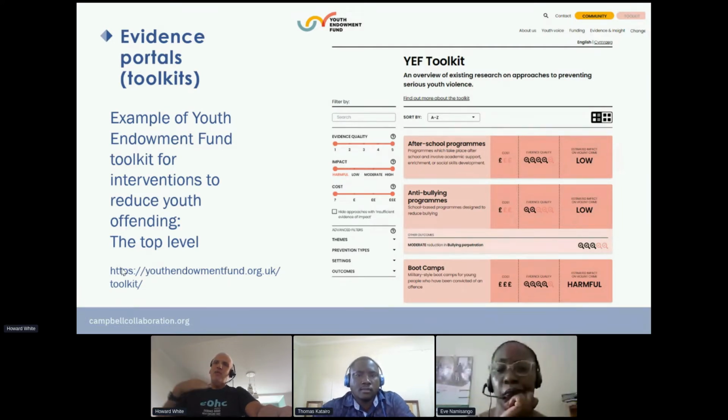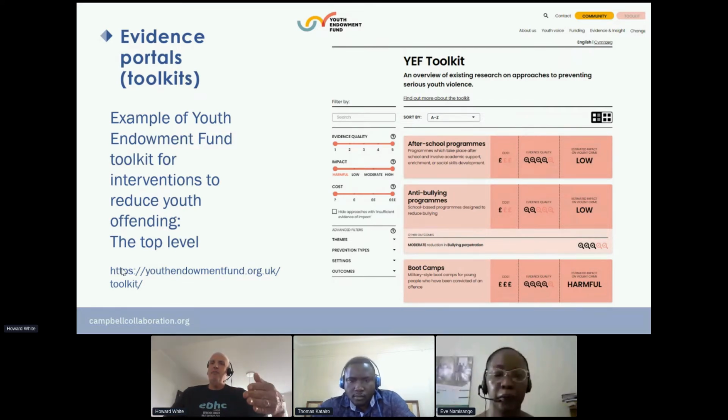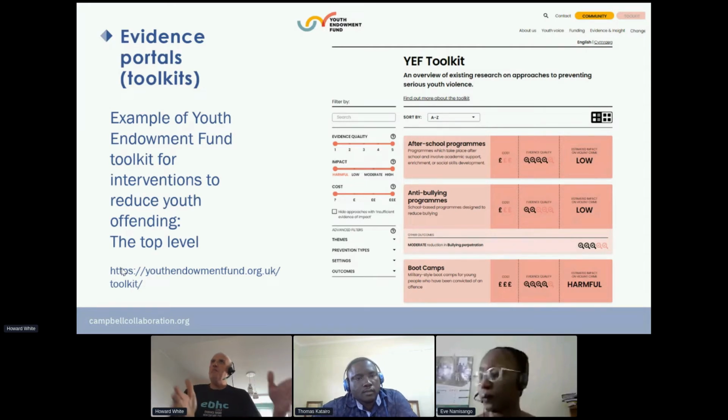And so these toolkits, which most What Works centres have, follow a pretty standard pattern of having what we call 3 levels. The top level is what you see here, which is a set of approaches to tackling a particular social problem, in this case, reducing youth offending. And these are mostly preventive approaches, so it's earlier years prevention. If you do anti-bullying programs, that can prevent children from becoming perpetrators of bullying, and that reduces the likelihood of them engaging in offending later in life.